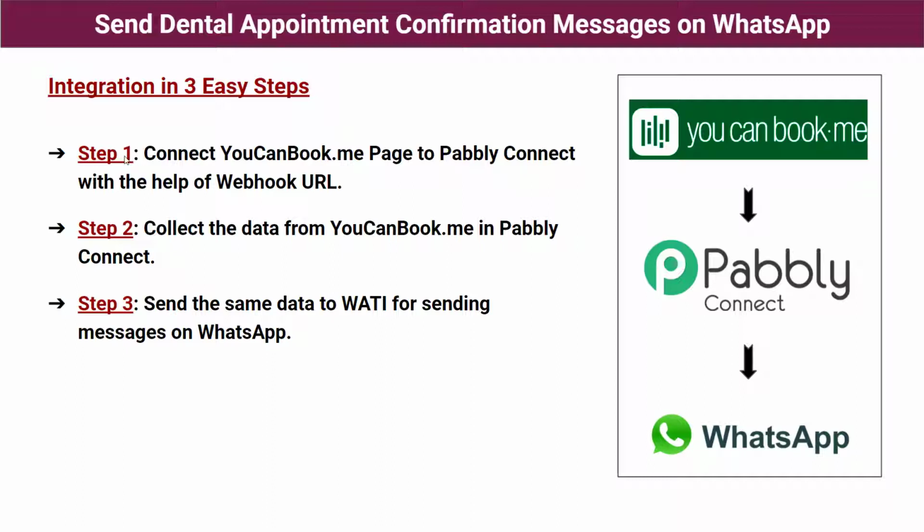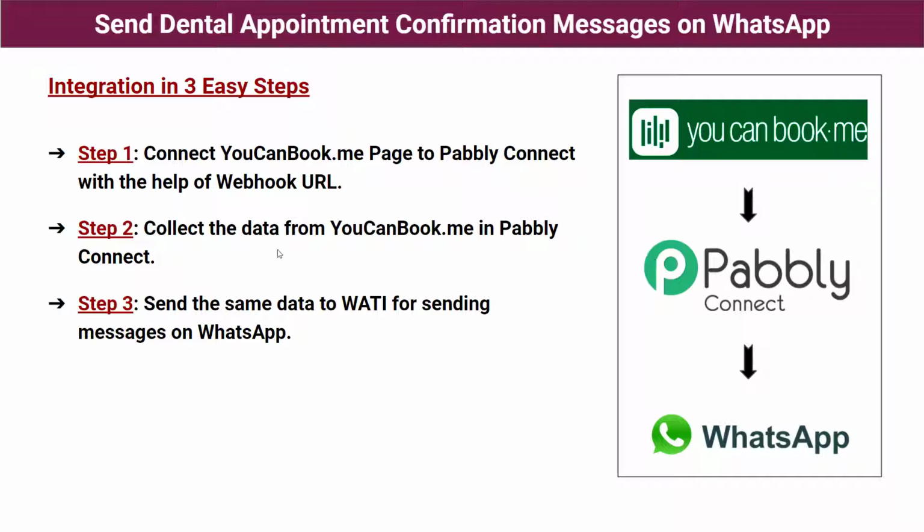Step 1 is to connect your YouCanBook.me page to Pabbly Connect with the help of a webhook URL. For this, first we need to log in to our Pabbly Connect account. Then we connect our YouCanBook.me account with Pabbly Connect using the webhook URL, which is basically an address provided by Pabbly Connect. We copy it from here and paste it into our YouCanBook.me account, and this way our account gets connected to Pabbly Connect.